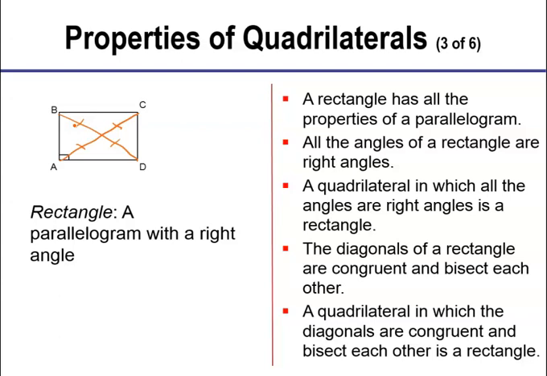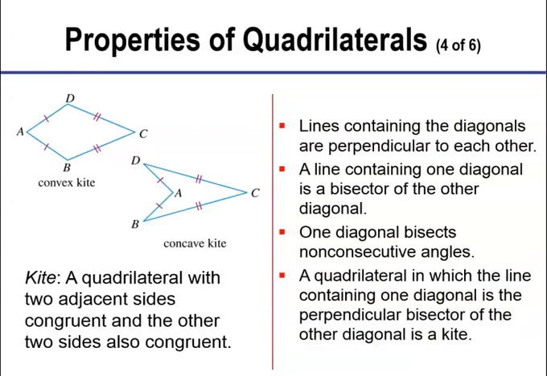A quadrilateral in which the diagonals are congruent and bisect each other is a rectangle. So anytime you know you have a quadrilateral, you could show that the diagonals are congruent and they bisect each other, you know you have a rectangle. You don't even have to know that the corners are 90 degrees. As long as the diagonals are the same length, which they're congruent, and they bisect each other, then you have a rectangle. All right, let's talk about a kite now.